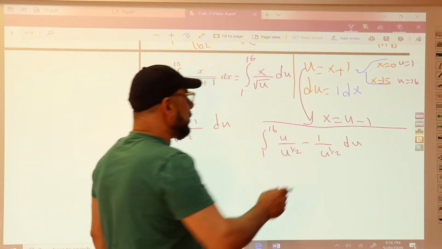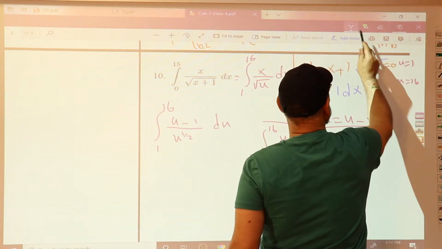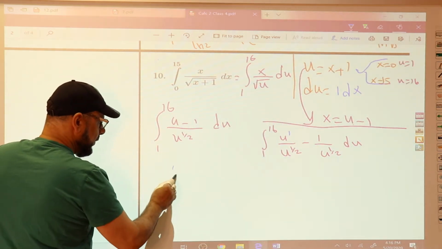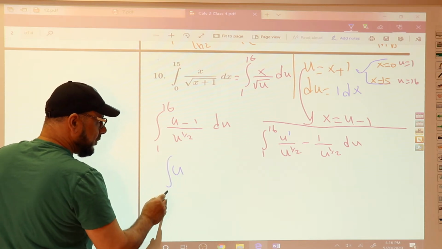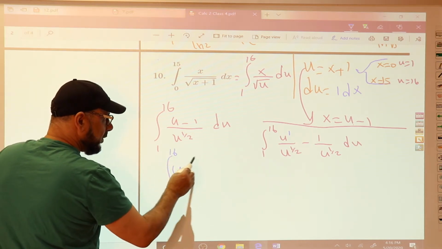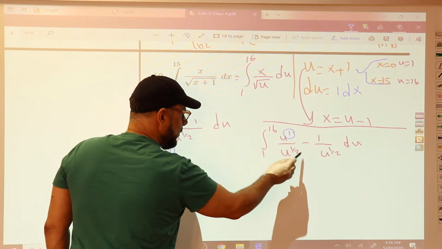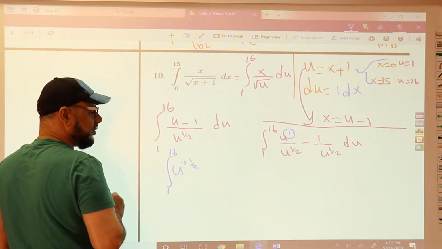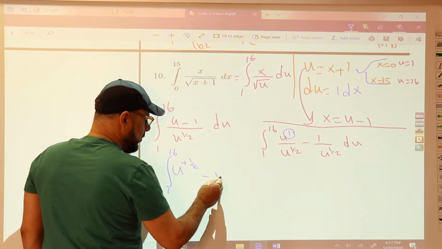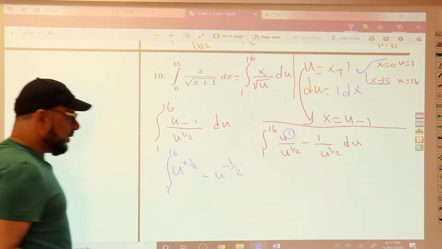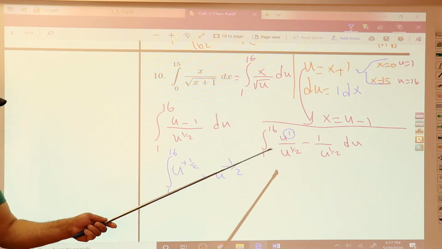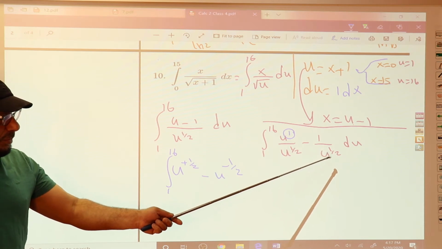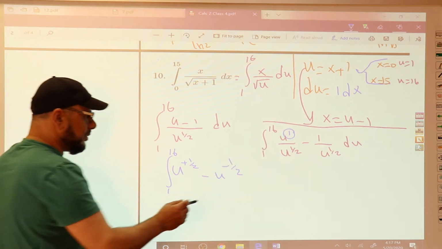Rules of exponent. Integration of u from 1 to 16. 1 minus 1 half, negative 1 half, or plus 1 half, yes. 1 minus half. Minus u to the negative 1 half. Then 1 minus 1 half is 1 half. And when you move the 1 half from the bottom to the top, you change the sign, du.